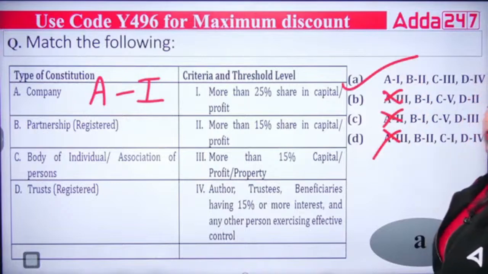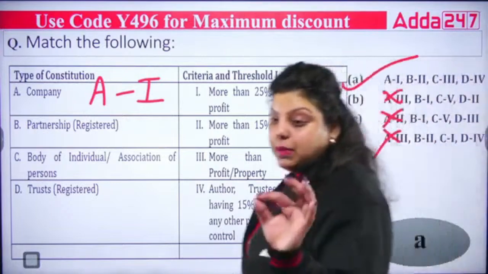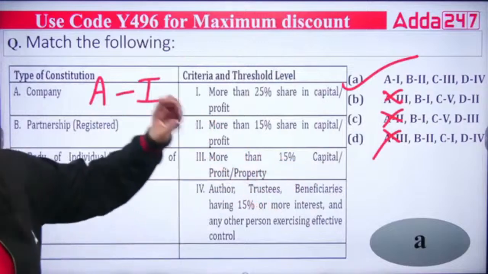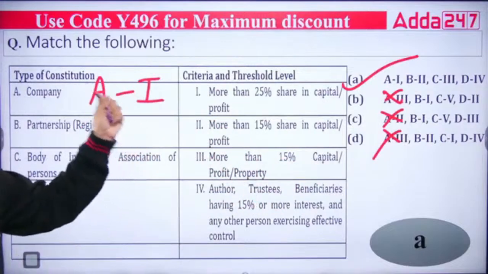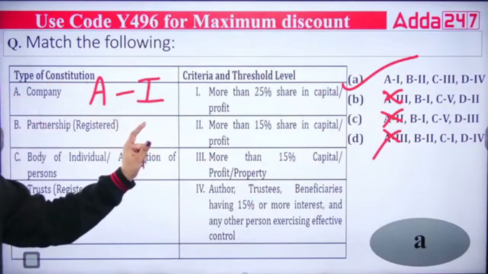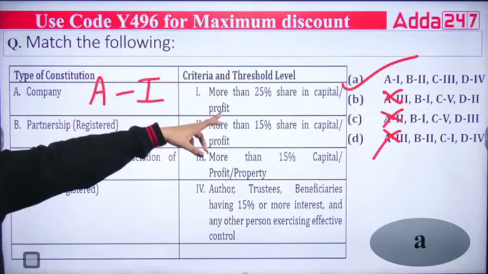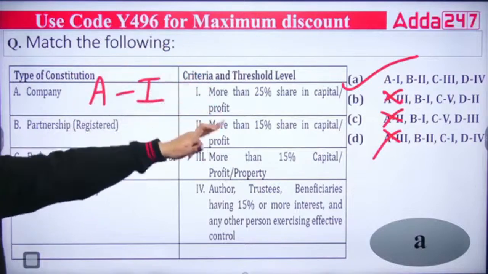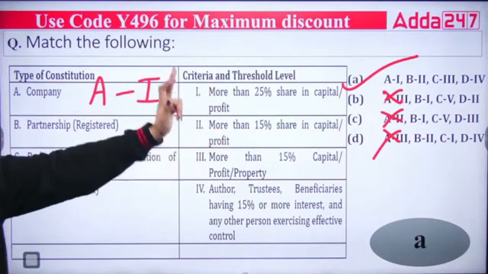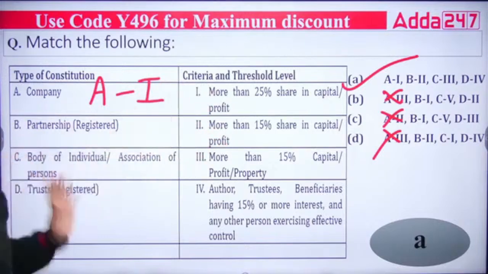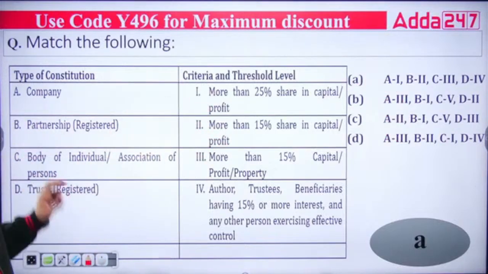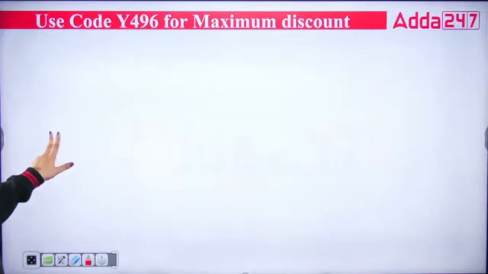So your right answer is what? A. Okay, so in the paper, do not go with each and every column. If you know a certain column you are 100% confirmed about, then do check the option first. If it matches, do eliminate the other options and find the answer more quickly. Okay, so right answer is A.